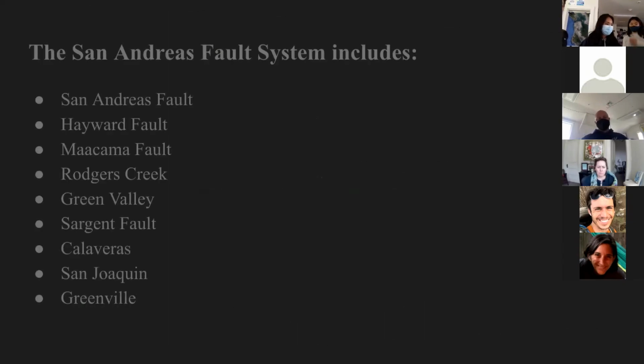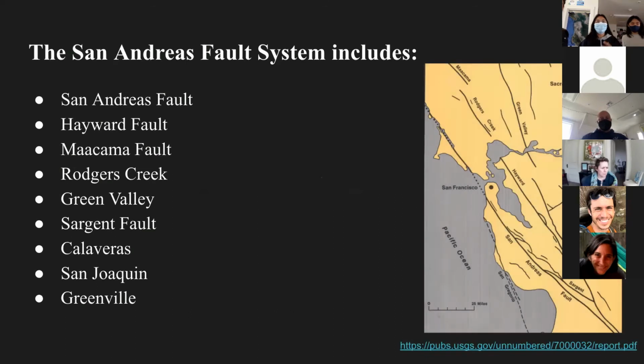Now we will be talking about the San Andreas Fault System. The San Andreas Fault system includes a decent number of faults, including the San Andreas Fault, Hayward Fault, Maacama Fault, Rogers Creek, Green Valley, the Sargent Fault, Calaveras, San Joaquin, and Greenville.